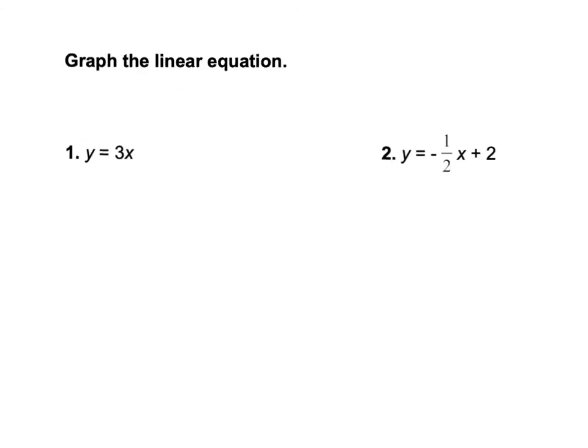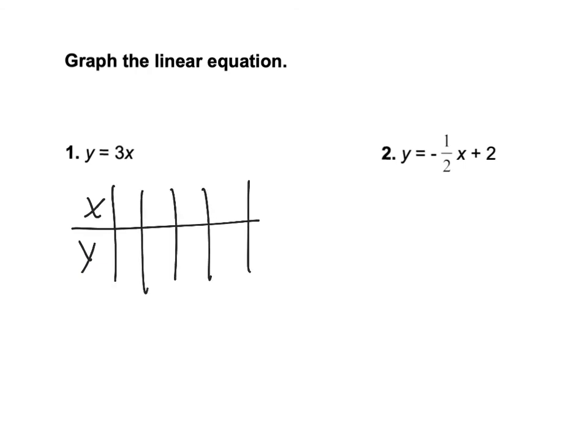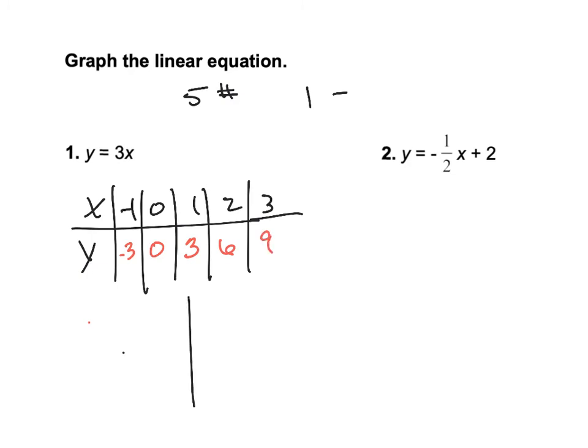So you would have to graph these. I'm not going to graph them, but we are going to quickly do the XY table. And again, I don't care, up or down, across, doesn't really matter. Pick 5 numbers. One of them has to be a negative. So -1, 0, 1, 2, 3. So 3 times -1 would be -3. 3 times 0 is 0. 3 times 1 is 3, 6, 9. Then on your graph paper, you would graph that line.